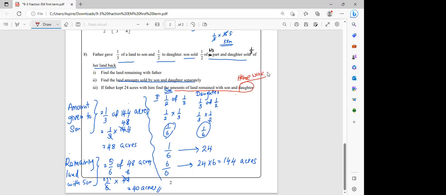Then amount given to son is found by multiplying the portion that is given to son by the total land. Likewise, to find the amount given to the daughter, you have to multiply the portion given to the daughter by the total land. Then the remaining one was 5 out of 6 for the daughter also. So 5 out of 6 of the amount given to the daughter.